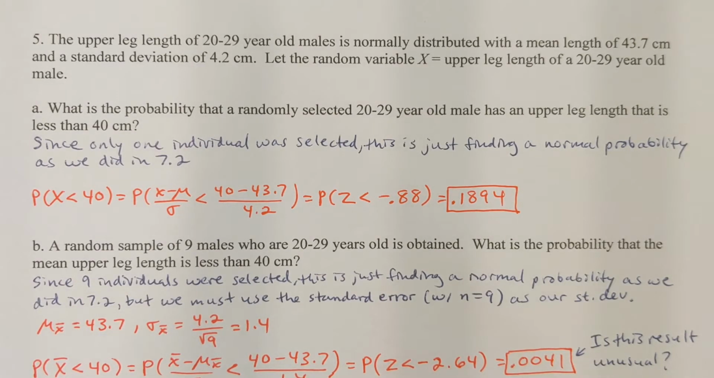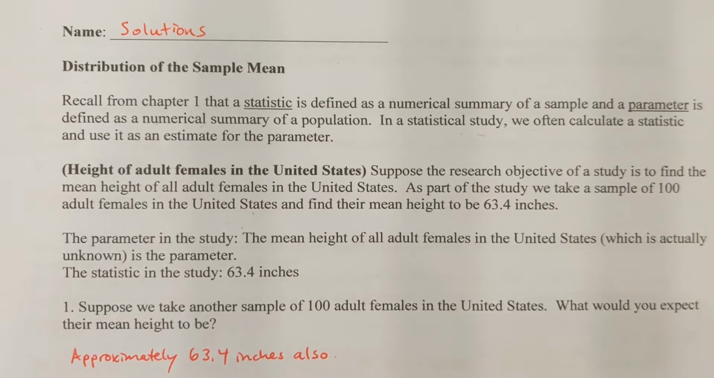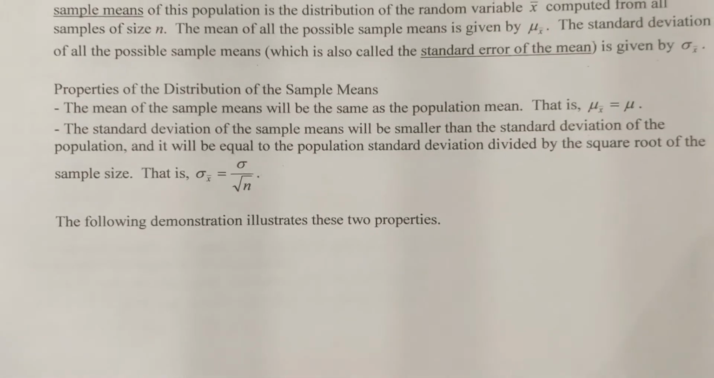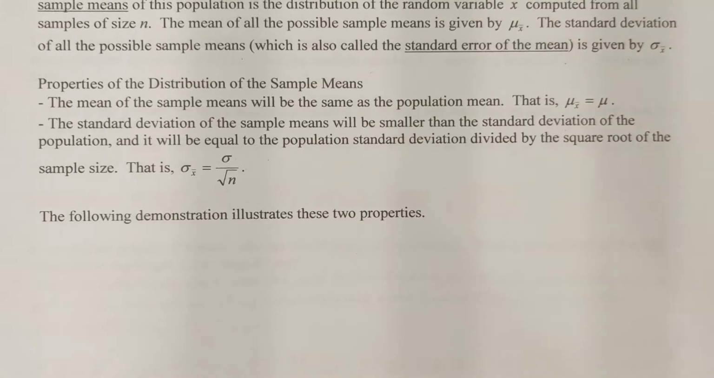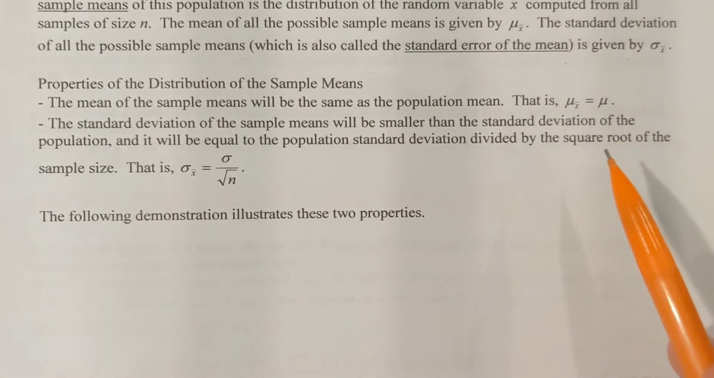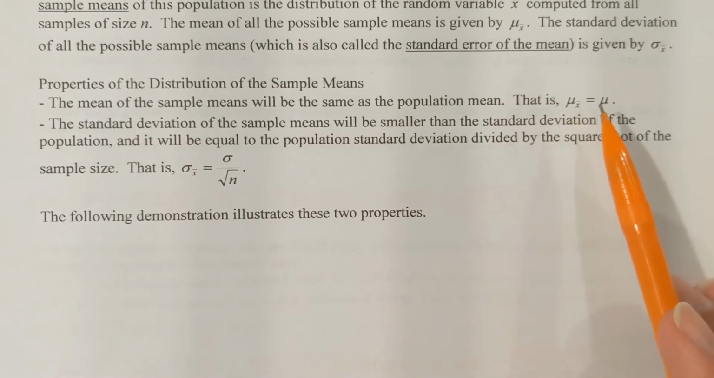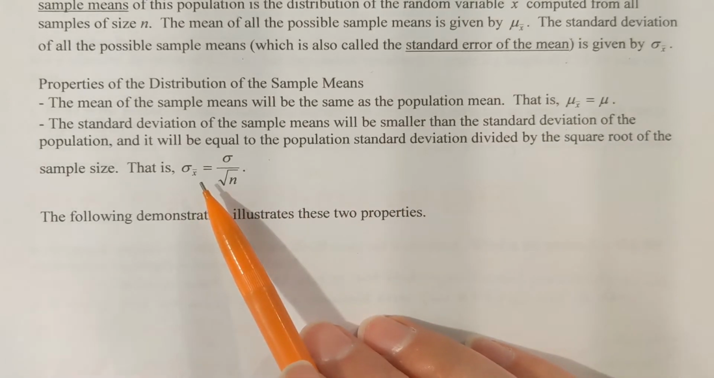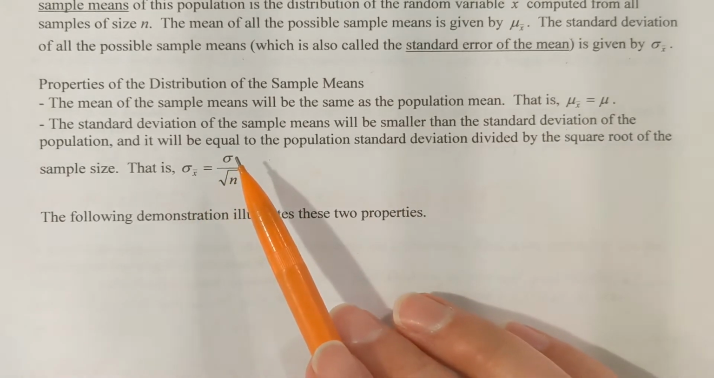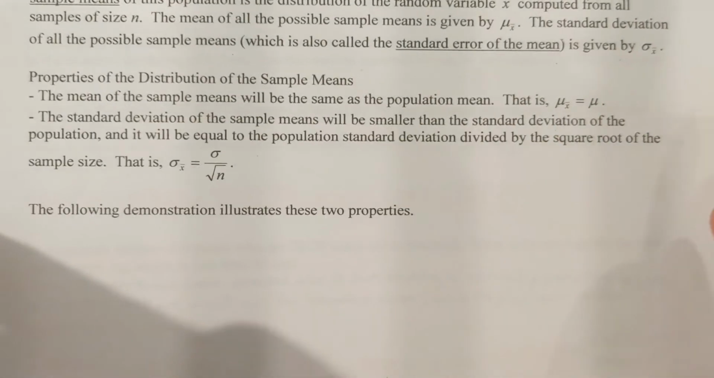I wanted to do a little bit more from section 8.1. In this section, we're looking at the distribution of the sample mean. In the last video, we looked at a demonstration, showing where these two properties come from. The two things to know are the mean of the sample means is the same as the population mean, and the standard deviation of the sample means is the population standard deviation divided by the square root of the sample size.